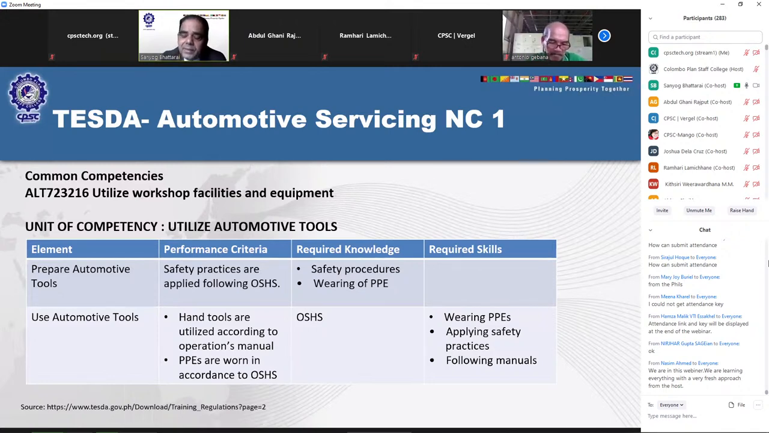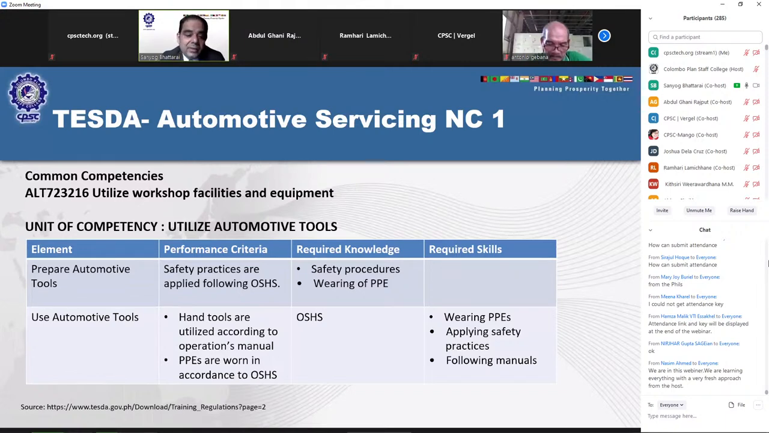Operation manuals are very, very important. Normally, when we buy electrical appliances like a television or washing machine for our home, we don't read the operation manual. That's a very bad practice, because in the operation manual all the safety things are given. Operation manuals are very machine specific. And PPE is worn in accordance with OSHS. Required knowledge: the student must have knowledge of OSHS, and the skill they should have is how to wear PPE properly. There is a right way and a wrong way to wear PPE. So we have to teach our students how to wear PPE properly, applying safety practice also, what the safety signage is, and all the guidelines. Following the manual is very, very important.